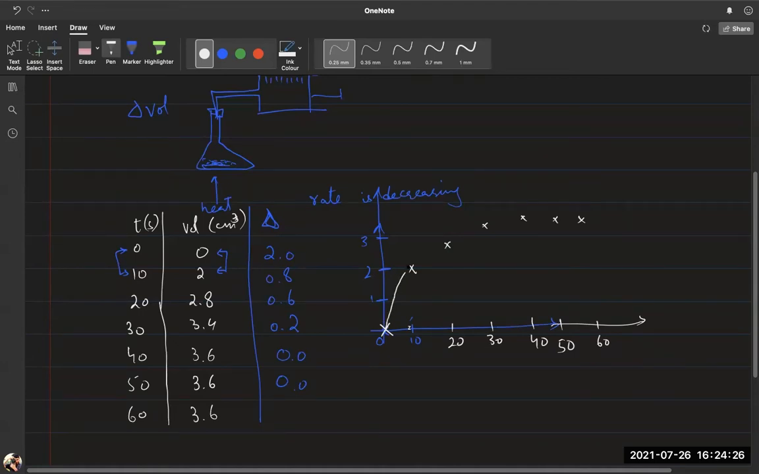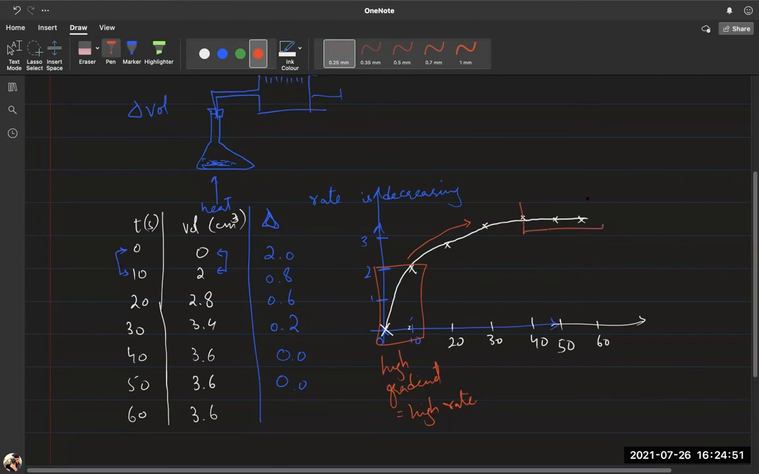So if I were to join this using a smooth line, so we usually try to make a smooth line, then there are two parts of this. Number one, over here, there's a high gradient. The line is very steep. That means there's a high rate. The gradient tells me the rate. And you can see that the gradient slows down, which means the reaction is slowing down. And over here, there is zero gradient. This is a horizontal line. That means the rate is 0 or the reaction is complete.